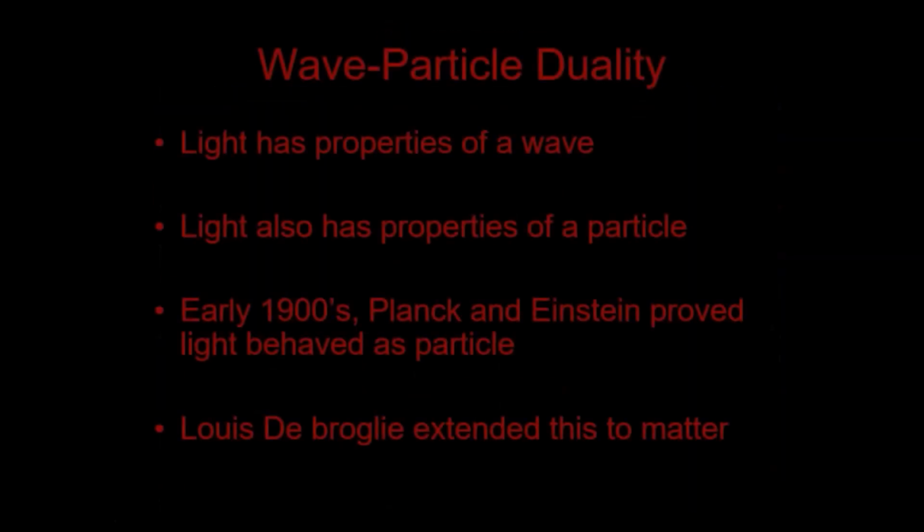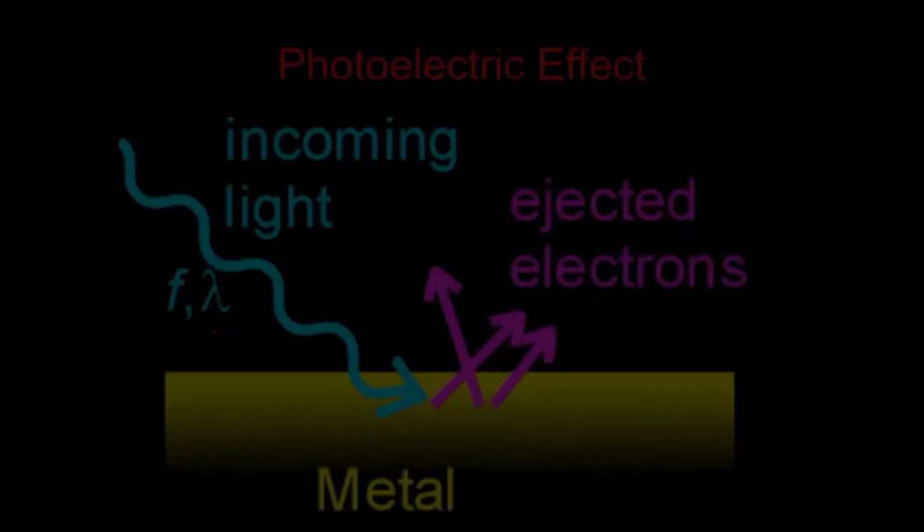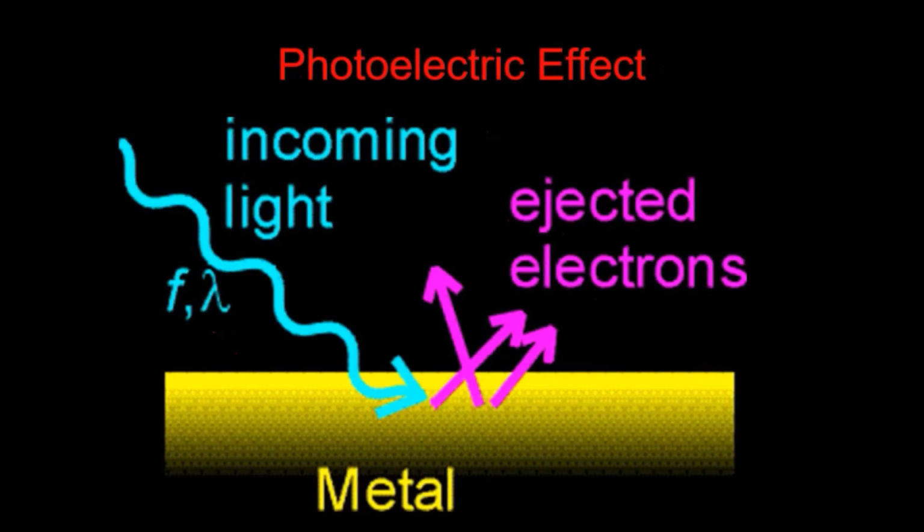So it was de Broglie and Planck and Einstein that expanded this to matter. And how did they do this? Well, they came up with something called the photoelectric effect, and this is one of Einstein's papers. Here we have incoming radiation, and we have a piece of metal.